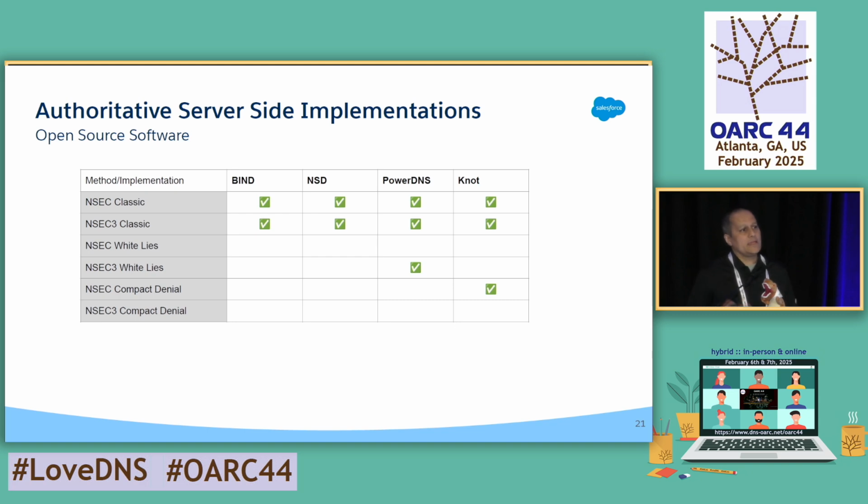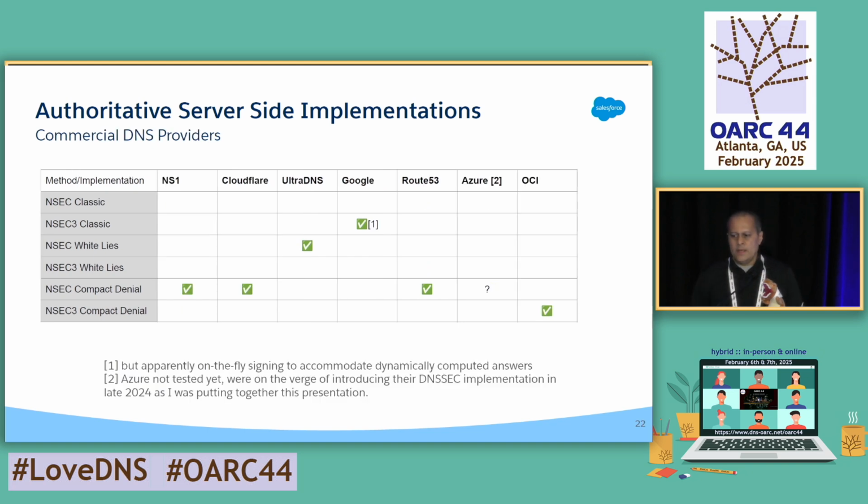Although my understanding is there are not many users of these things in the open source community. Tell me if I'm wrong or not, but that's what I've been able to gather so far. Same chart, but for a set of commercial DNS providers. And here the interesting thing to note is almost all of them support only one mode. Okay, so that's all you get if you become a customer of one of these guys.